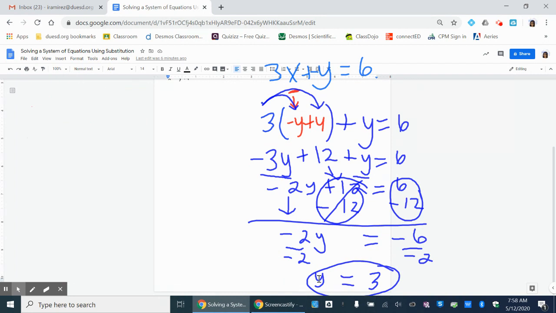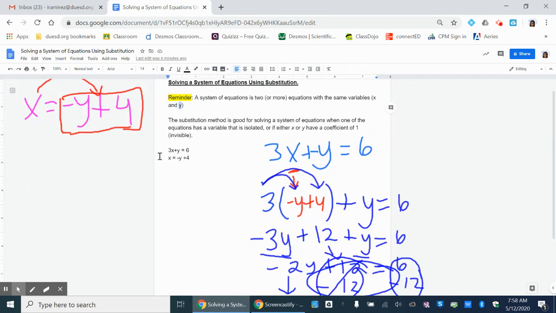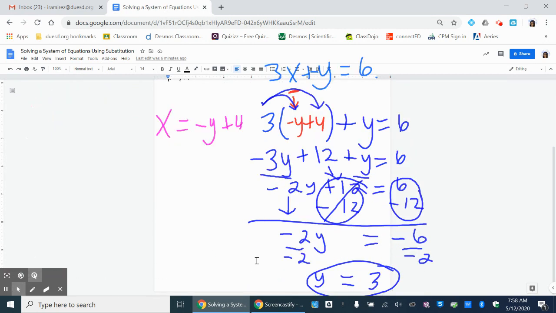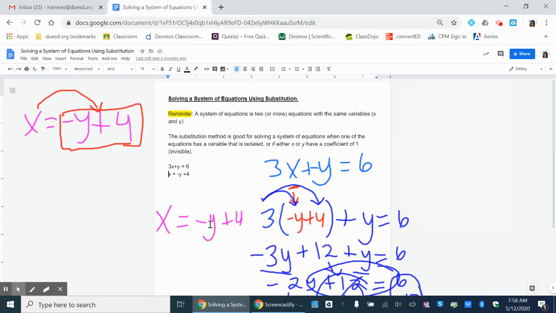And I could use this. Y is 3. And if you notice, the second equation that already had x equals negative y plus 4, x was already isolated. That one would be a good equation to use to solve for x, just because it's practically already done, because we already have x equals. So I'm going to now plug in my number for y. So we had already solved it. Y is 3. So now I'm going to go in here, and I'm going to replace y, because y is 3, with the 3.